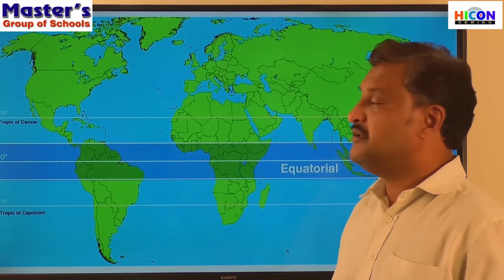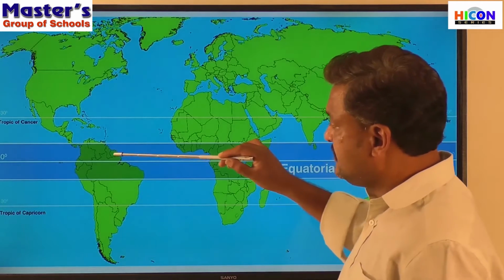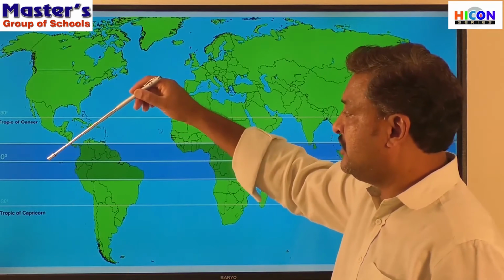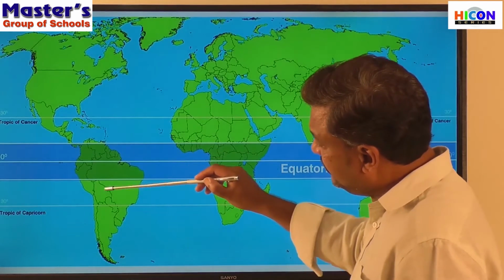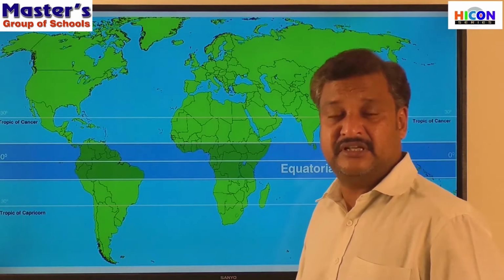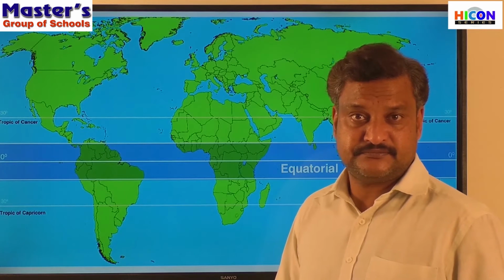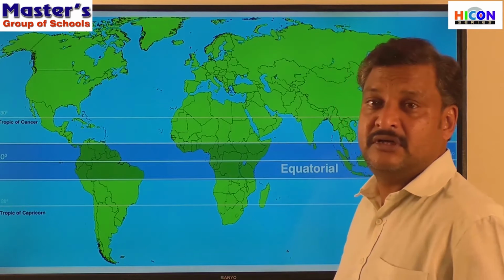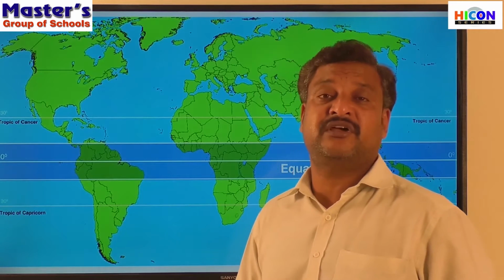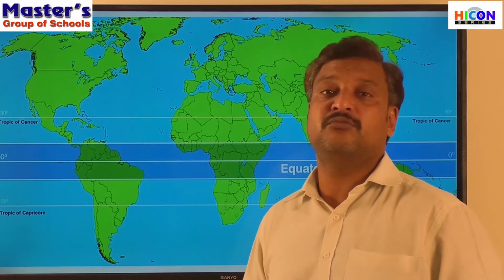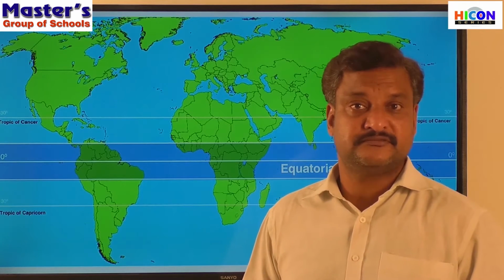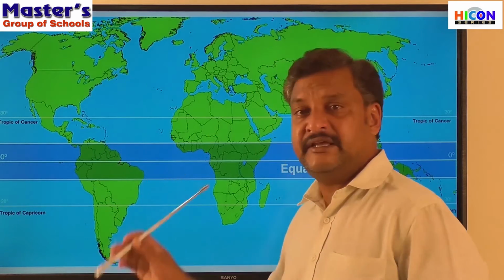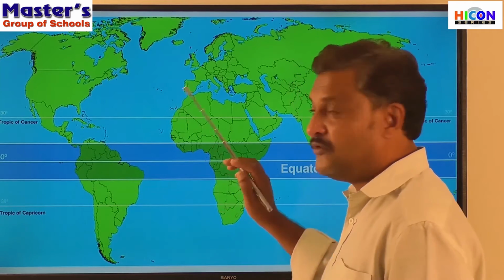Now, which are the regions where we can find a tropical forest? In South America. South America is a continent which has the equator passing through the northern part of it, isn't it? Yes. So in this region, we have a very thick, dense forest that is known as the Amazon forest. There are regions in this Amazon forest that humans from the outer world have not yet reached. It is in the northern part of South America, and here we have the Amazon forest region.